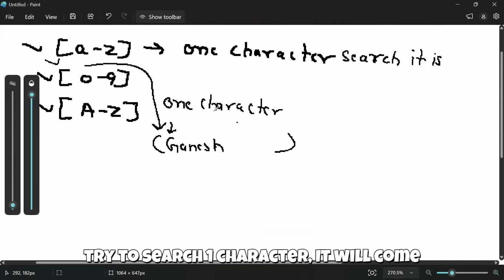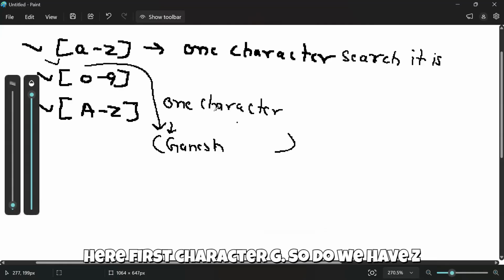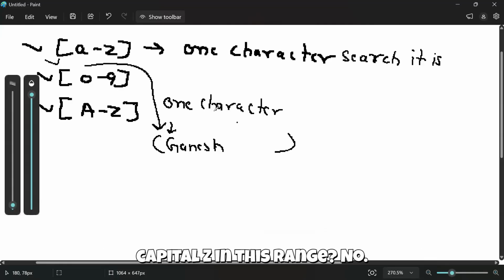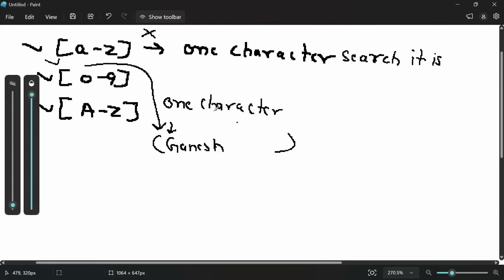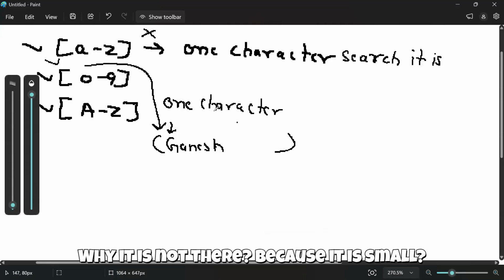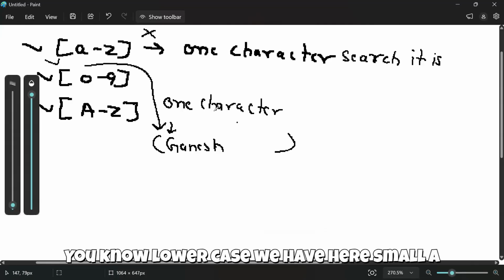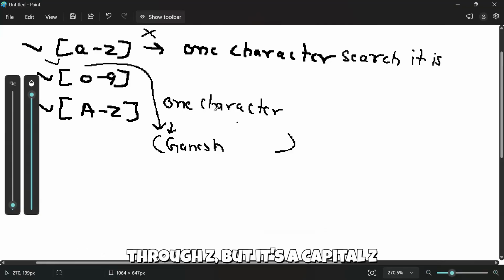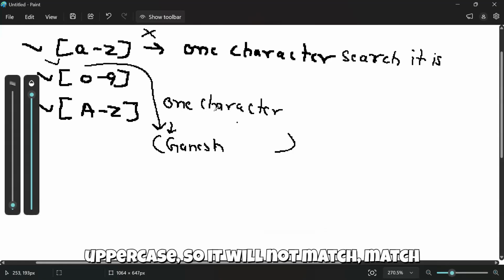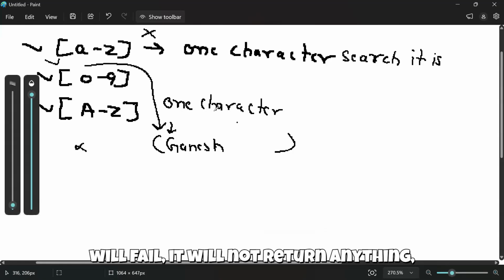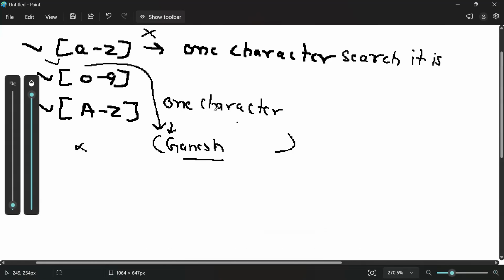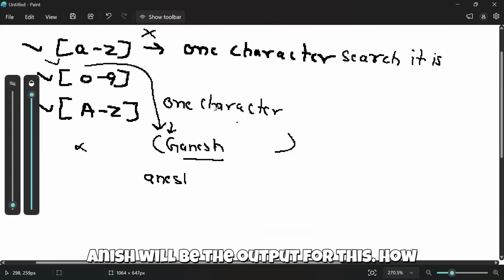It will come here, first character G. So do we have capital G in this range? No. Why is it not there? Because we have lowercase here, small a through z, but G is a capital, uppercase. So it will not match. The match will fail, it will not return anything. It will give anesh as the output for this.